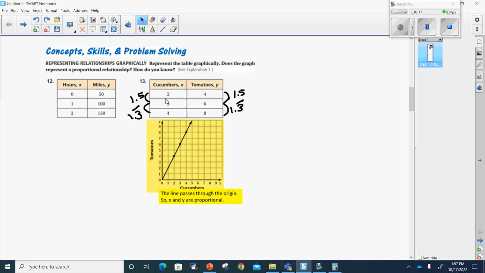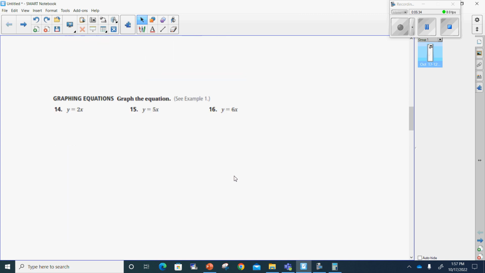We could have said 4 divided by 2 is 2, 6 divided by 3 is 2, and 8 divided by 4 is 2. We're going by a rate of 2. Watch up here. 2 over 1 is 2. So these are proportional. All right, let's go to number 15.